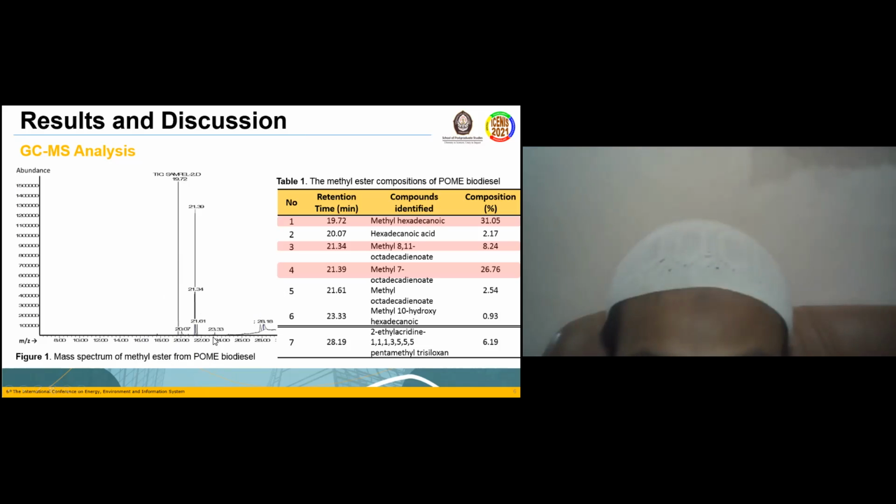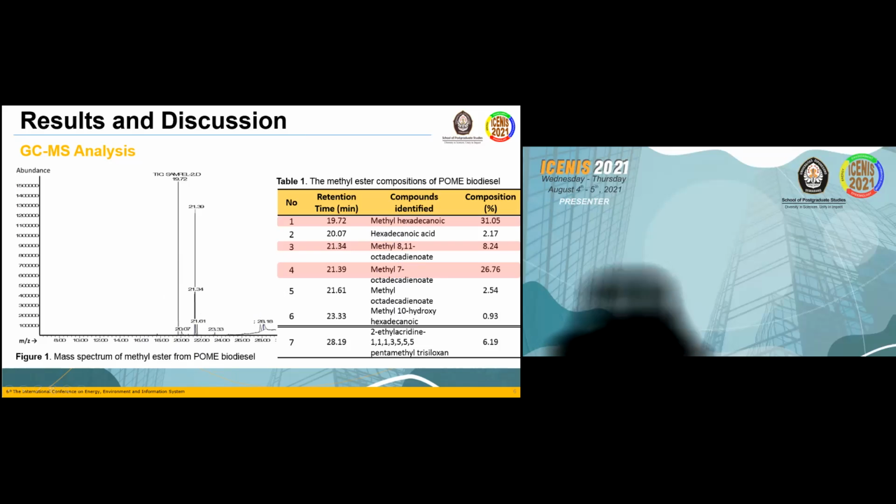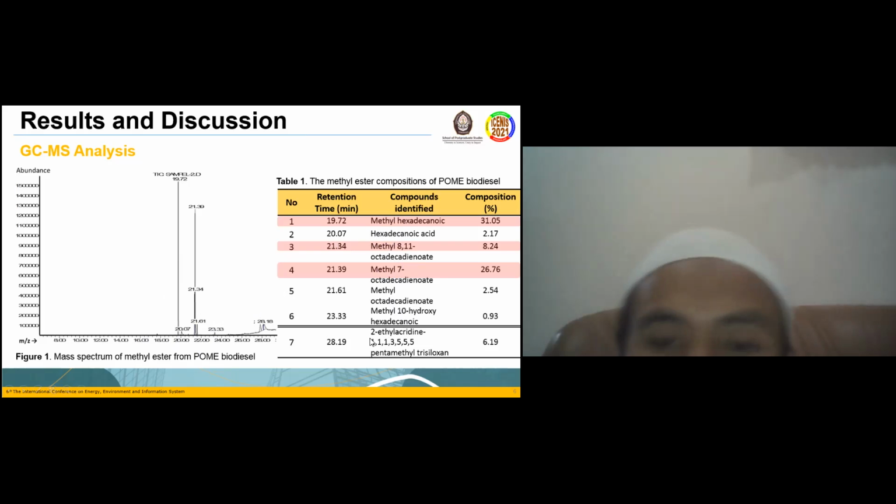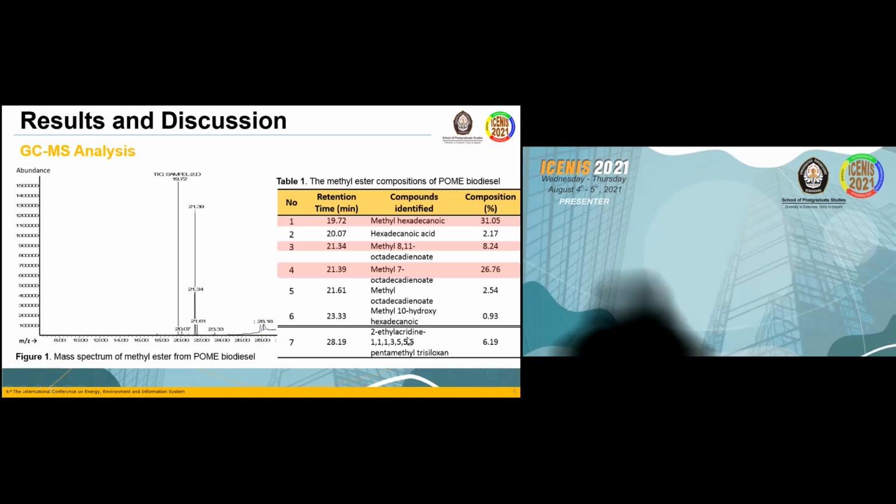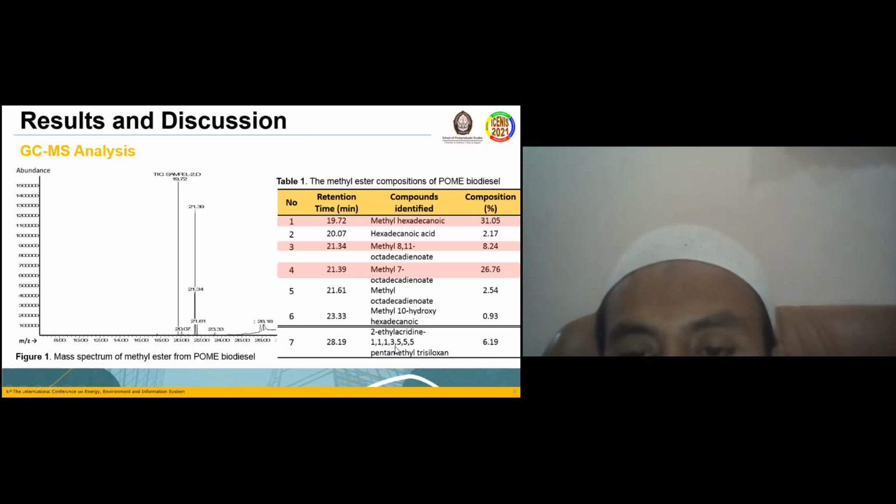methyl hexadecanoic acid, methyl 8,11-octadecadienoate, methyl 7-octadecenoate, methyl octadecanoate, methyl 10-hydroxyhexadecanoate, 2-ethyl aspirin, 1,1,1,3,5,5,5-heptamethyl trisiloxane.